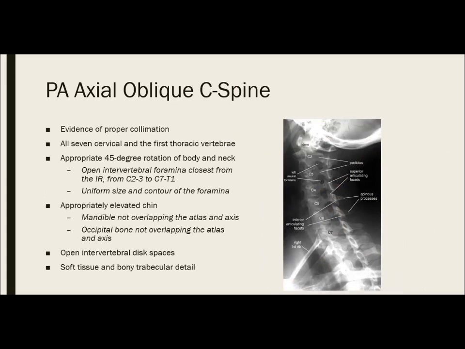Our image evaluation criteria for this one, again, evidence of proper collimation, all 7 cervical and the first thoracic vertebrae. We want our appropriate 45-degree rotation of the body and the neck. We want open intervertebral foramina closest to the IR from C2 to C3 to C7 to T1. Uniform size and contour of the foramina. So again, we want to be able to see those intervertebral foramina in here, and those are the holes.